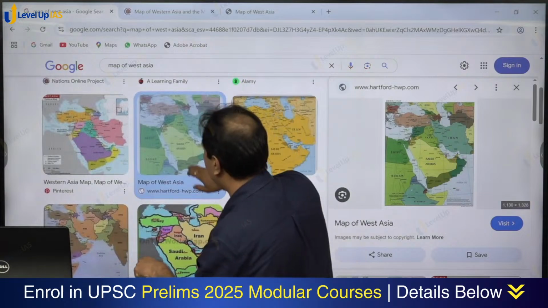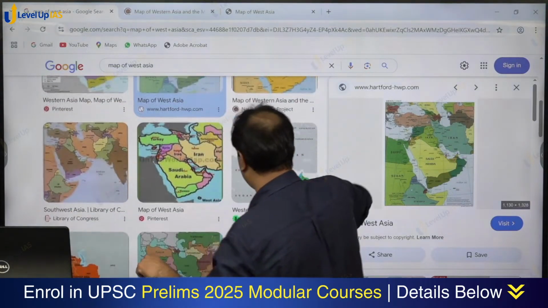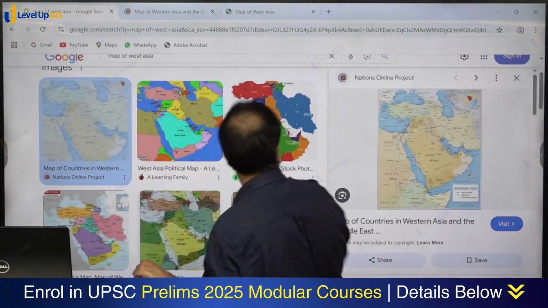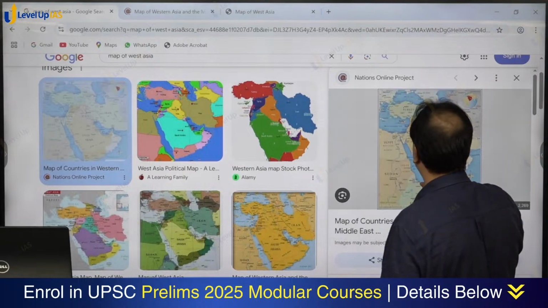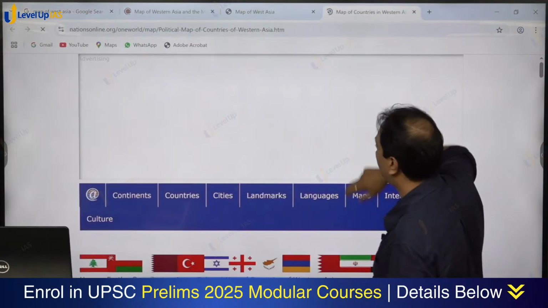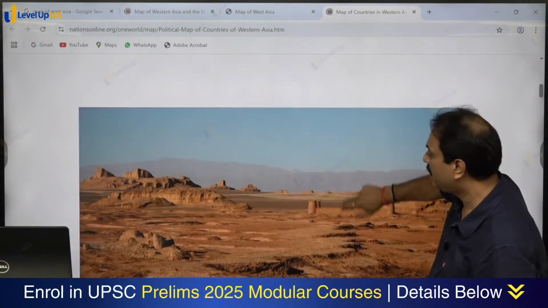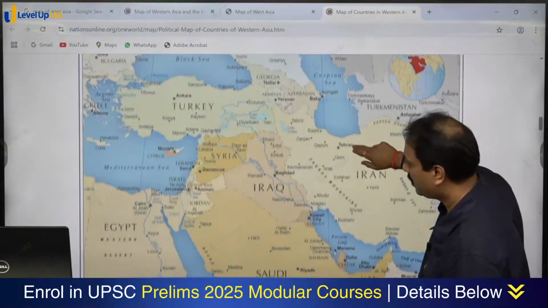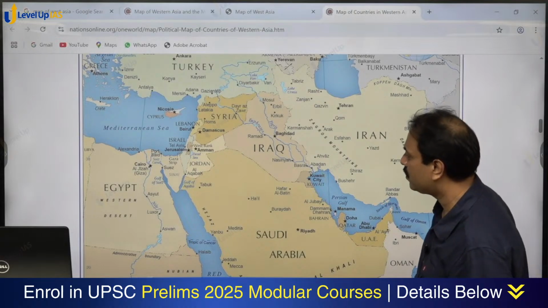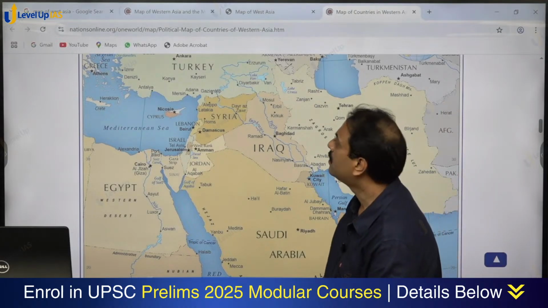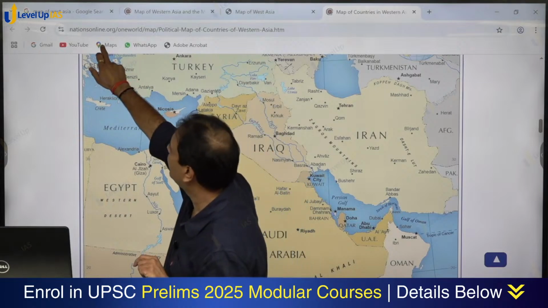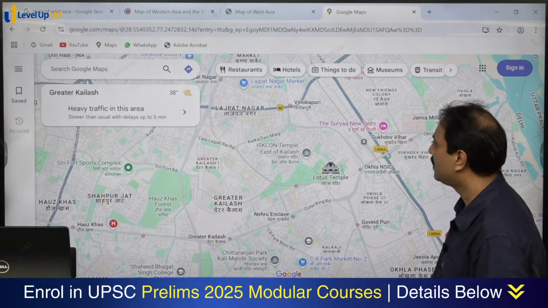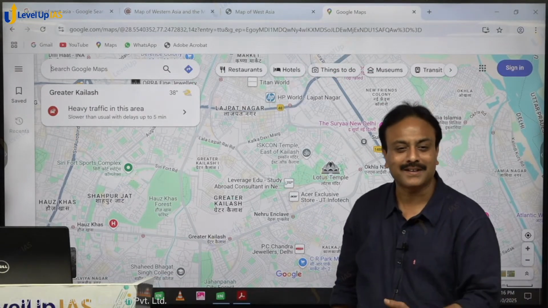Let me check if I can find any good map. This is also not showing. ये समझ में आ गया ना कहाँ पर है?